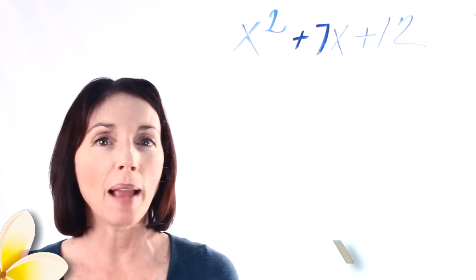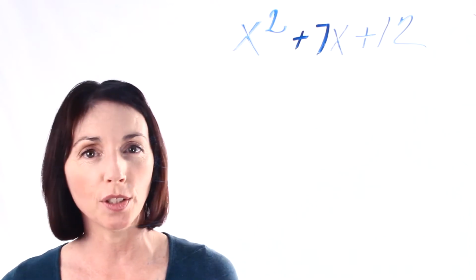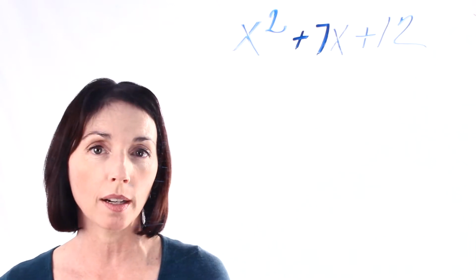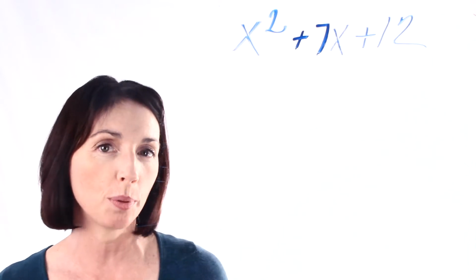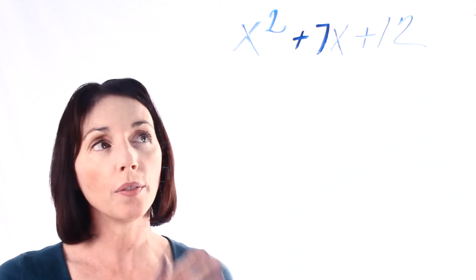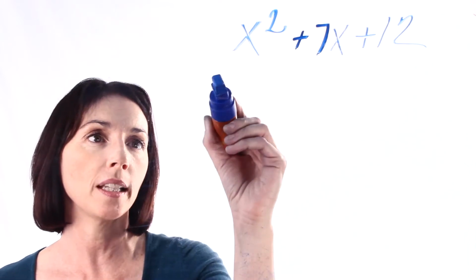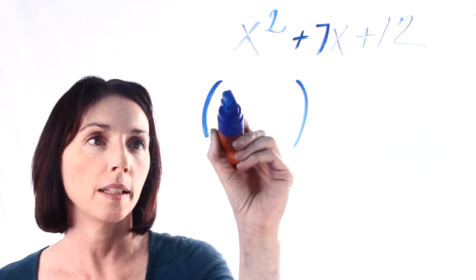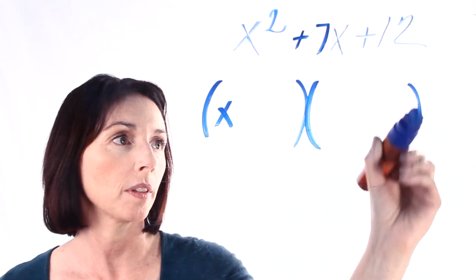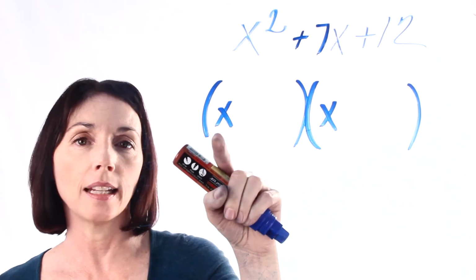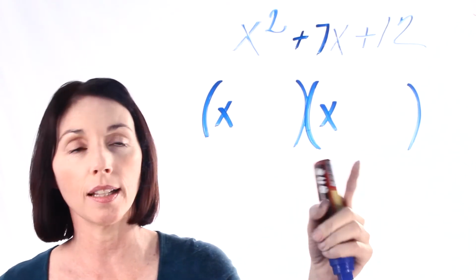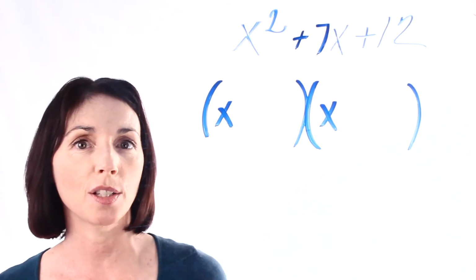Now, there's no real magic way to do this. You just sort of have to look at them and figure out what numbers will work. But the signs can really help push you in the right direction. Whenever you factor something like this, you're going to end up with two parts of the expression. And you're going to get an x in one and an x in the other, because later on when you multiply it out, that's how you get your x squared.